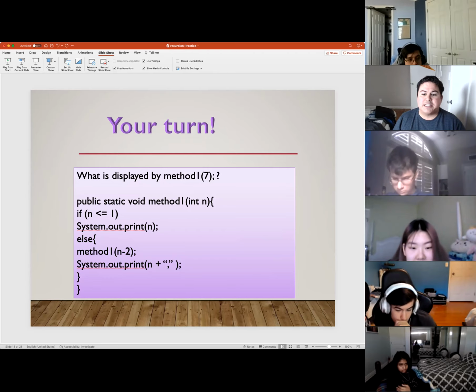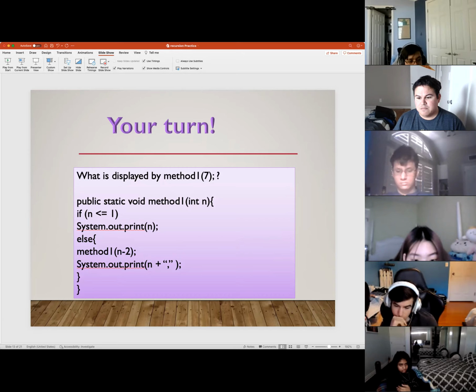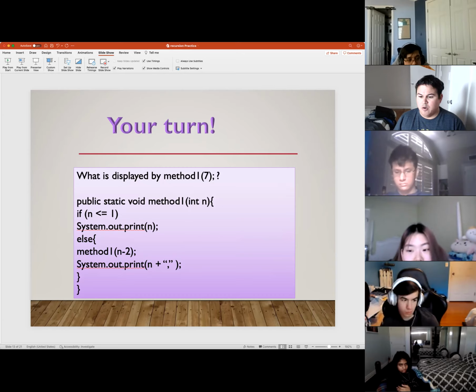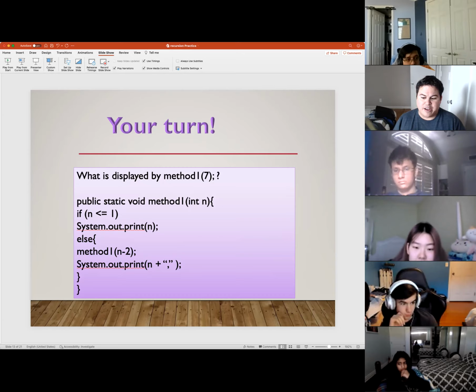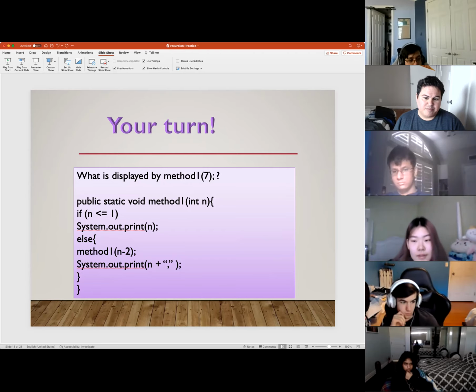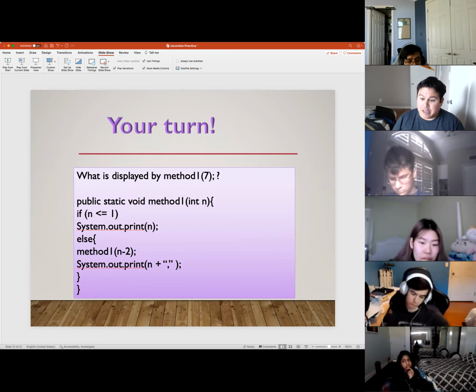Okay, what is the base case? Oh, now it's a party. What is the base case, Gary? 7, right? Nope. What's the terminating statement? Oh, less than 1 or less than or equal to 1. N is less than or equal to 1. Base case, terminating statement, same thing.